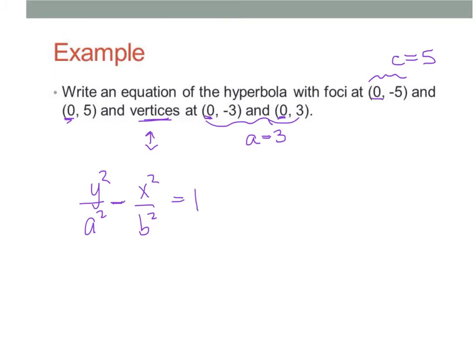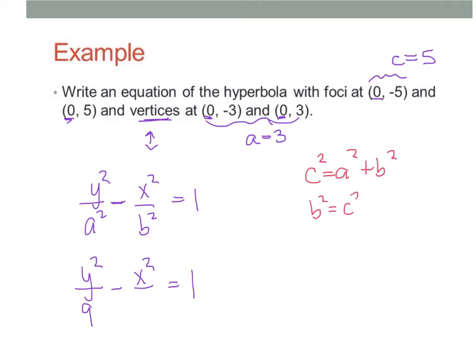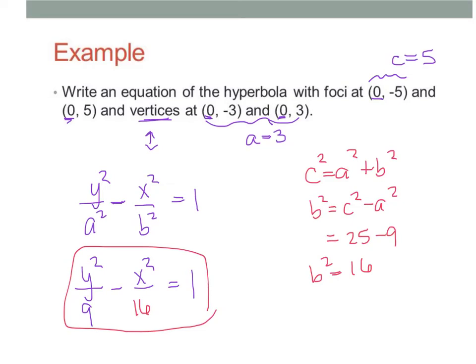So we have y squared over, well, we already figured out A, so A squared would be 9. We have not yet figured out B. But if we use our equation, c squared equals a squared plus b squared, for a hyperbola we've got a plus in there, and thus b squared equals c squared minus a squared. So c squared is 25 minus 9, which is 16, and that's b squared, and we're going to leave it just like that. There is the equation of our hyperbola.